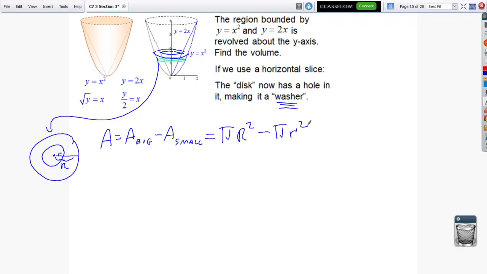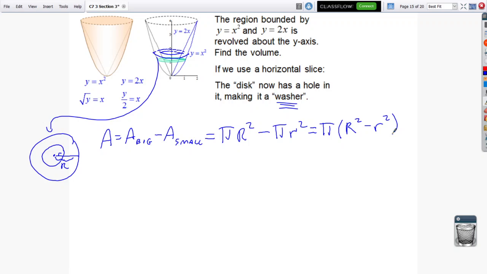So here's where I don't really keep reproducing this every single time. I like to jump right to this step where I can factor out the pi. This area of that washer space is just going to be pi times the quantity of big R squared minus little r squared.